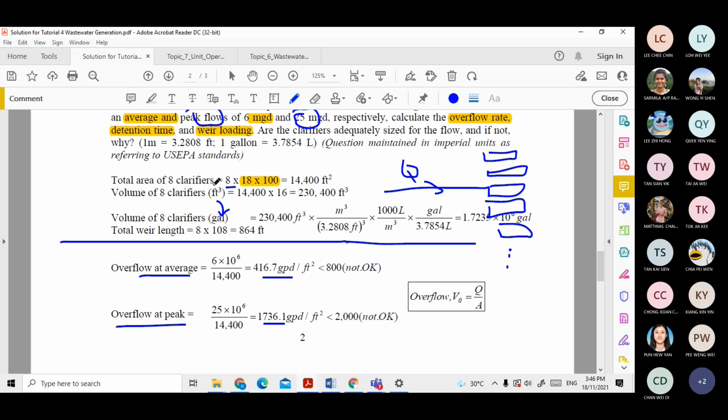You should redo this surface area and then calculate this overflow to see whether this value falls within the range or not. We have to redesign and adjust until this overflow, at average and at peak, must fall within the range.